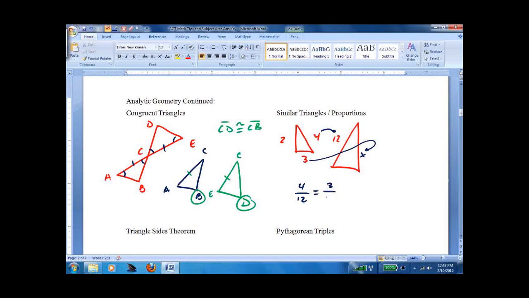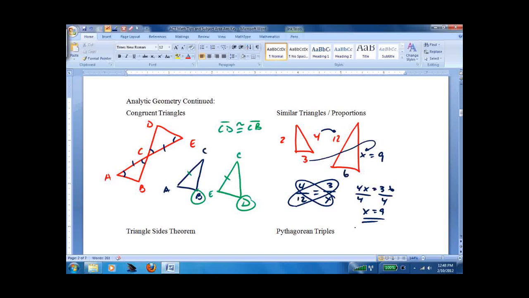is to x. So to solve the proportion, cross multiply, get 4x equals 36, x equals 9. So that would get that side. Now you can look at 3 times 4 is 12, 3 times 3 is 9, 3 times 2 is 6, if you needed that side.